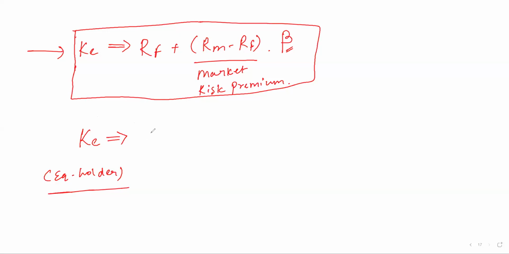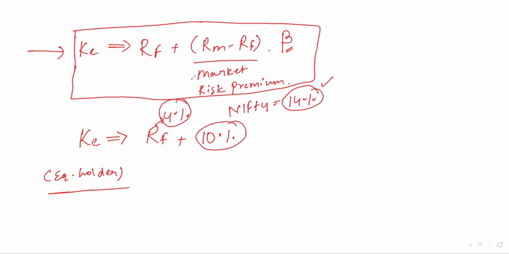So the return that I would expect is at least the risk-free rate. If the risk-free rate is 4%, I would want 4% return. If Nifty or the market is giving 14% return, I would want that 14% return at least. So this 4% plus 10% gives me 14% return. But am I investing in Nifty or in one particular security? I am investing in that one particular security. So if 4% is the return given by the risk-free asset and 10% is the extra return, that is called the risk premium or market risk premium.